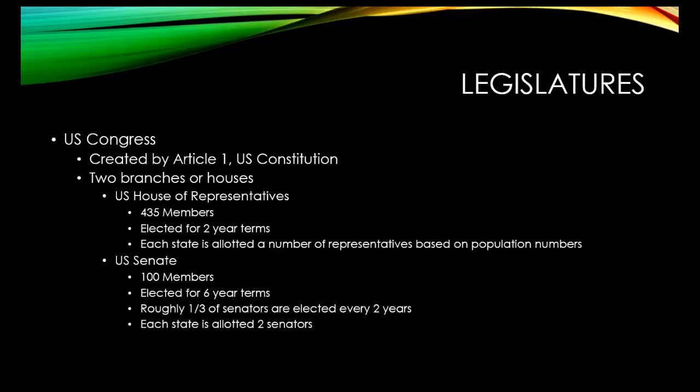The U.S. Senate, on the other hand, has 100 members. They are elected for 6-year terms. Roughly 1/3 of the senators are elected every 2 years. With the House of Representatives, all 435 members are elected every 2 years. The Senate, only 1/3, or thereabouts. Each state is allotted 2 senators, so each state in the U.S. Senate is equal. In the House of Representatives it is population, so size matters in the House, equality in the Senate, okay? And so there we go.